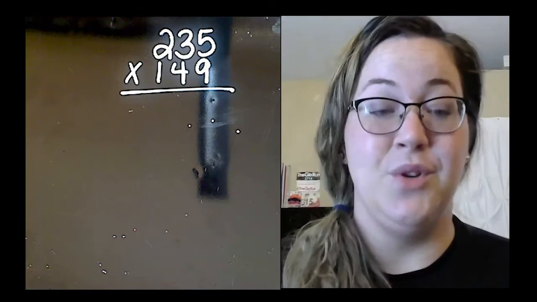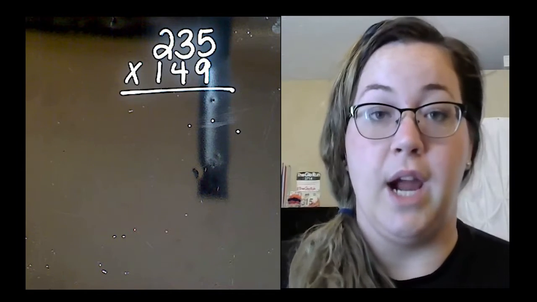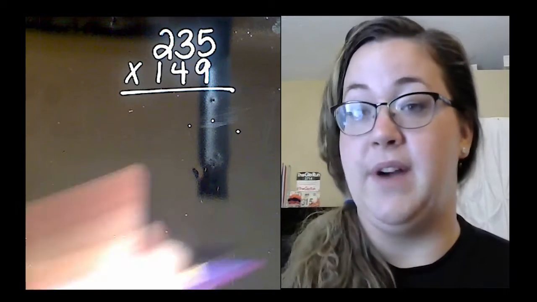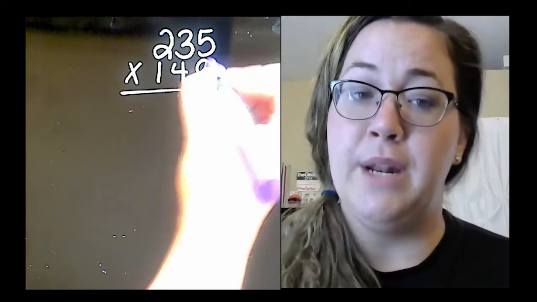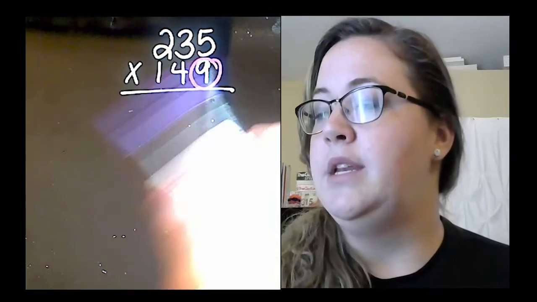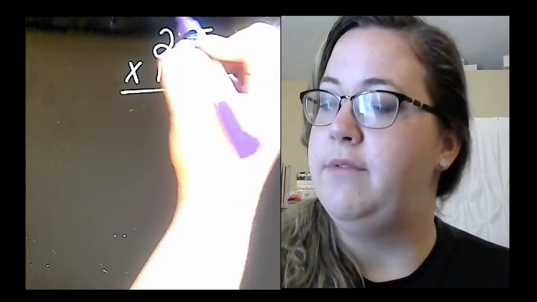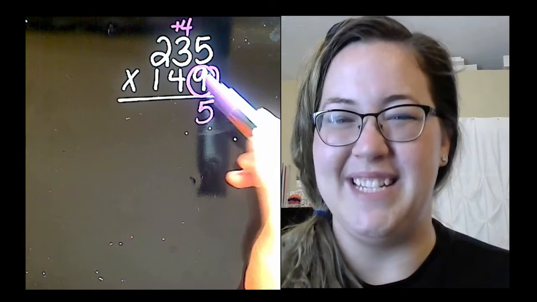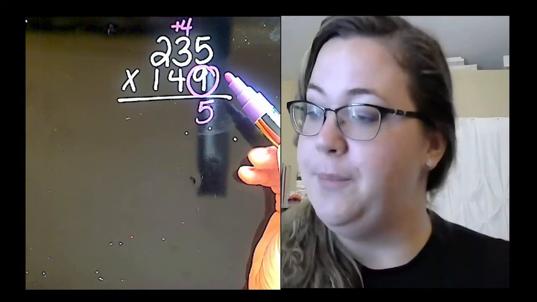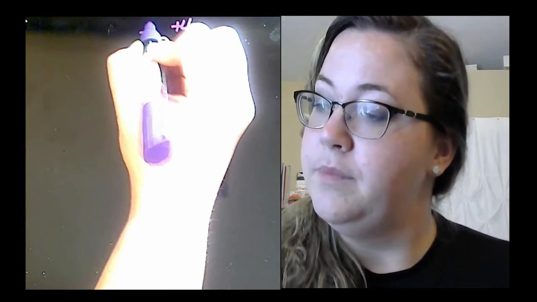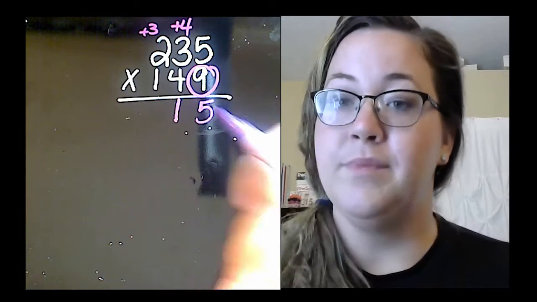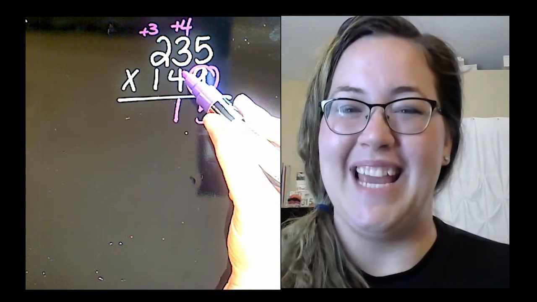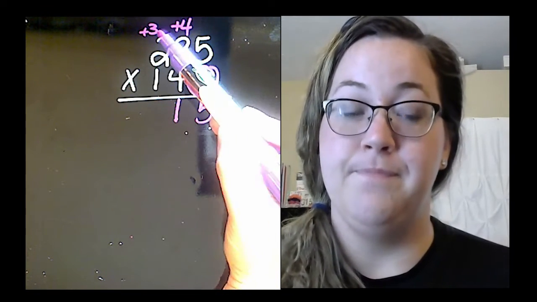Here we go. 235 times 149. I'm going to start in my ones place value, that number 9, and I'm going to be working it out in purple. 9 times 5 is 45. 9 times 3 is 27, plus 4, 31. 9 times 2 is 18, plus 3, 21.